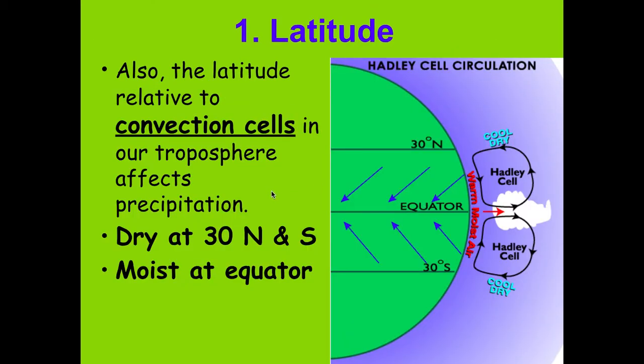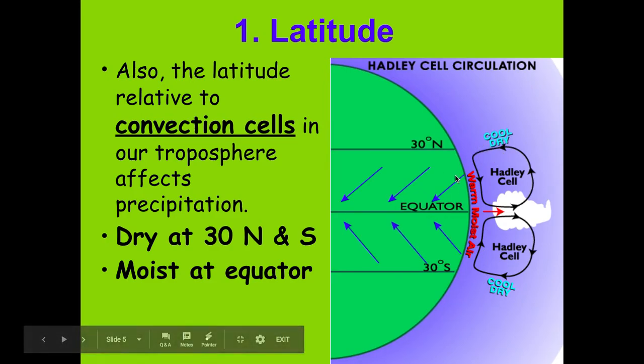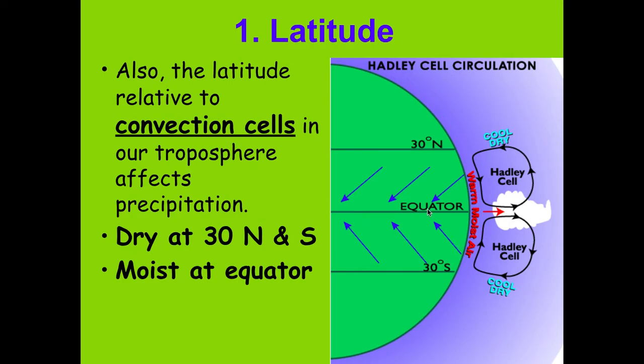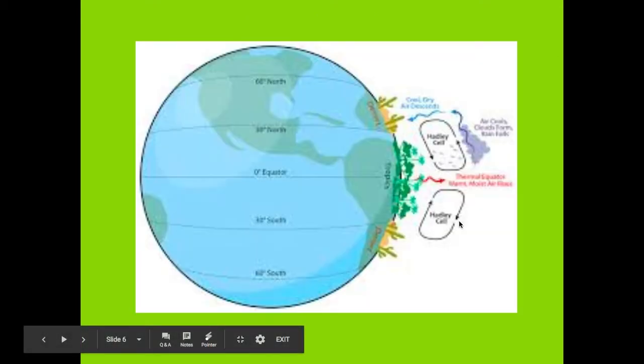Latitude can also affect your precipitation by causing air to rise in certain places. So here at the equator, you get what are called convection cells. Warm air rises at the equator and condenses and precipitates. So that's why you have rainforest at the equator. But that air, as it circulates and comes back down, is now dry and cooler. And that happens at about 30 degrees north and south, which means at the equator, you're going to have more rainforest, and at 30 degrees north and south, you're going to have more deserts.